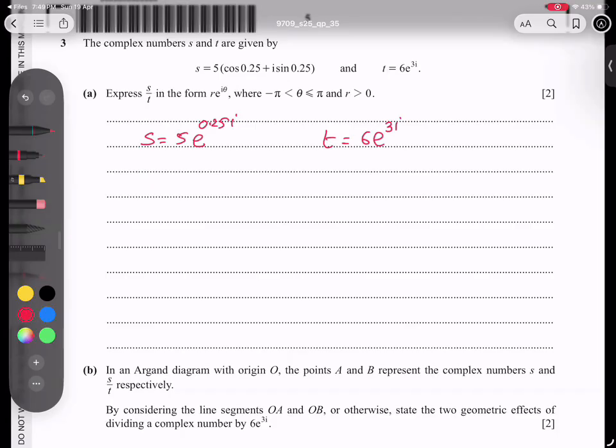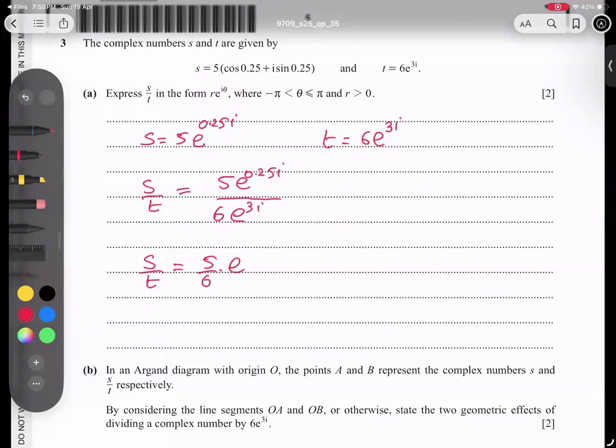So you know it very well how to convert polar into exponential form. Okay, this is done. Now he's saying divide them. So when we divide them, S over T, what is the rule? When I divide them, 5 e to the power 0.25 iota over 6 e to the power 3 iota. Basically, 5 by 6 will remain as it is, or you can write in decimals, or you can leave it as it is, no problem at all. If you leave it in fraction form, because ultimately we have to write r, the r value is so simple, 5 by 6.